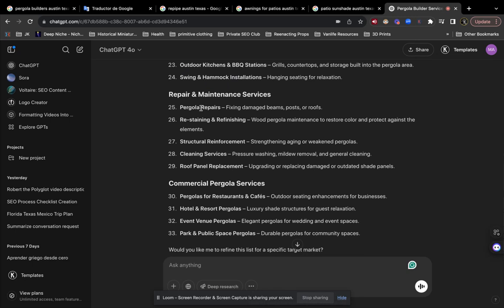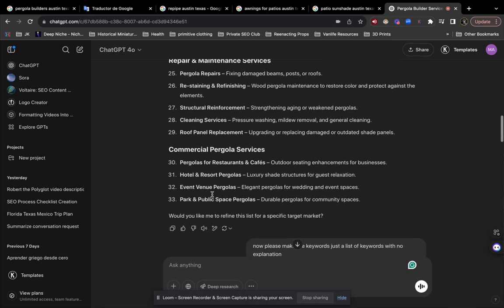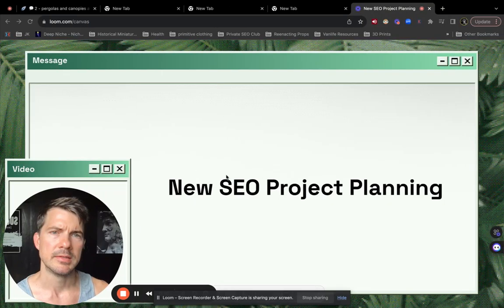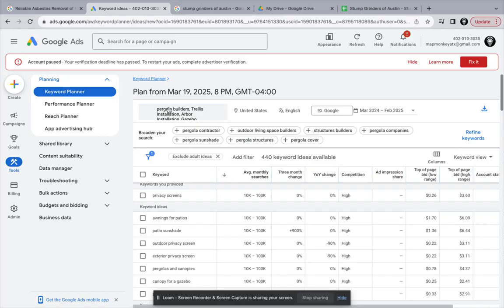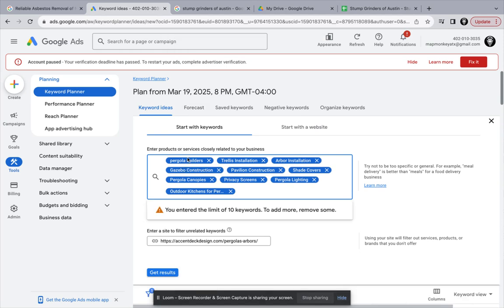Even repairs. I like the idea of getting some repair leads, but it has the word pergola in it, so I didn't do that. Hotel and resort pergolas, that's another case in which it's just a repeat. So once I got my list, I picked 10: pergola builders, trellis installation, arbor installation, gazebo, pavilion, shade covers, pergola canopies, privacy screens, pergola lighting, and outdoor kitchens for pergolas. Now, I liked all of that.